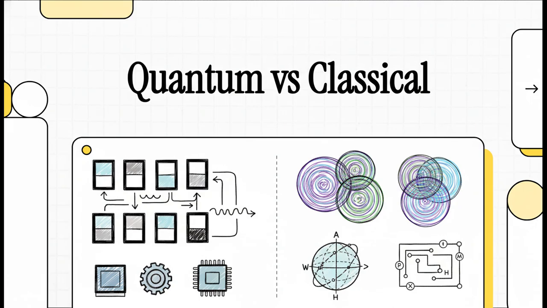So, have you ever wondered what the big deal is with quantum computers? What makes them so incredibly powerful? Well, it all really boils down to one key difference from the phones and laptops we use every single day. Today, we're going to break down the classical bit versus the quantum qubit to see how this one tiny change could literally redefine the future of computation.